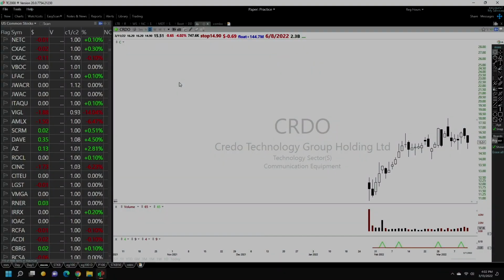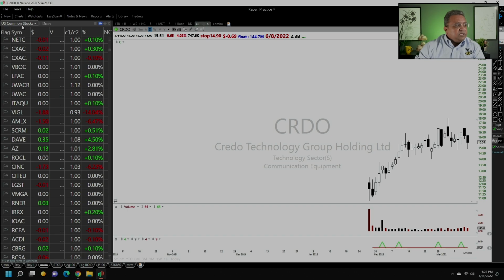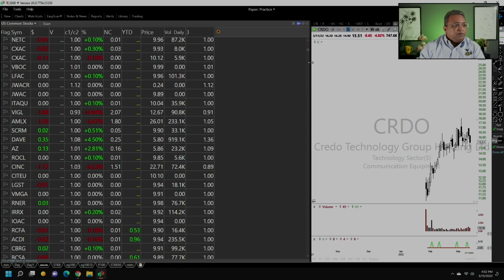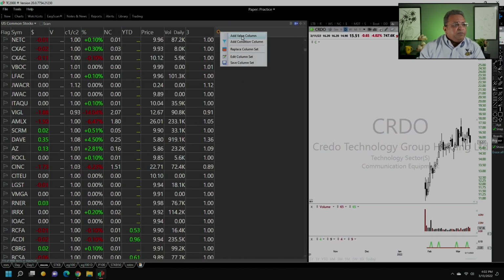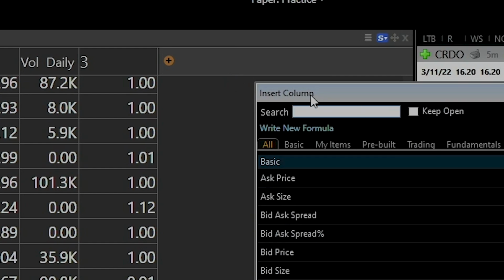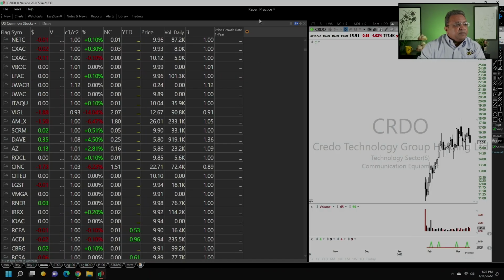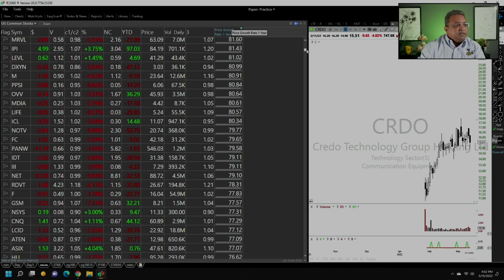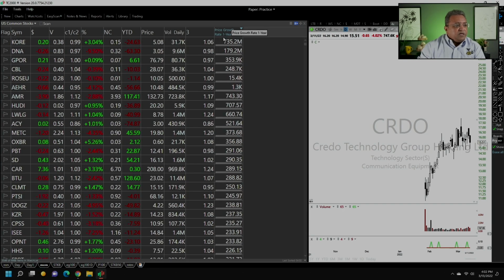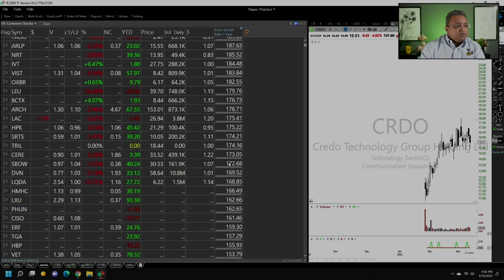When you go to TC2000, now here is US common stocks. So we are going to look at IPOs which have happened in US common stocks in, say, the last 1 year. In order to find IPOs which have happened, you just need to add a value column and look for, say, 1 year, somewhere where there is a price growth rate 1 year. When you have price growth rate 1 year and you sort by it, these are stocks which have a value associated with it.